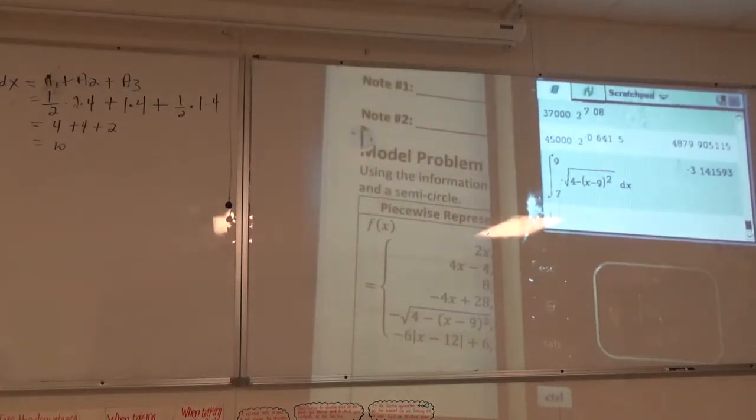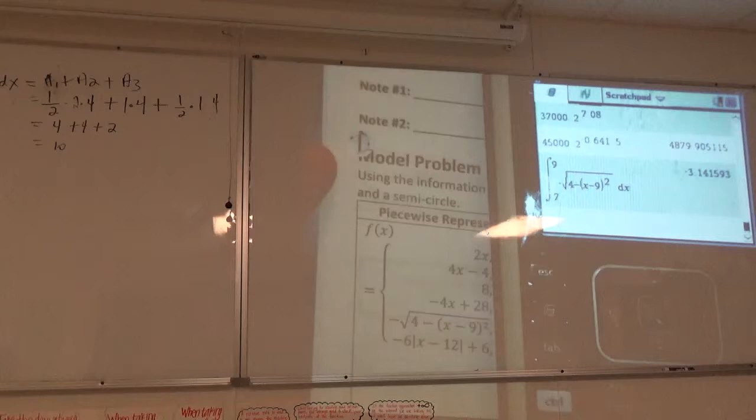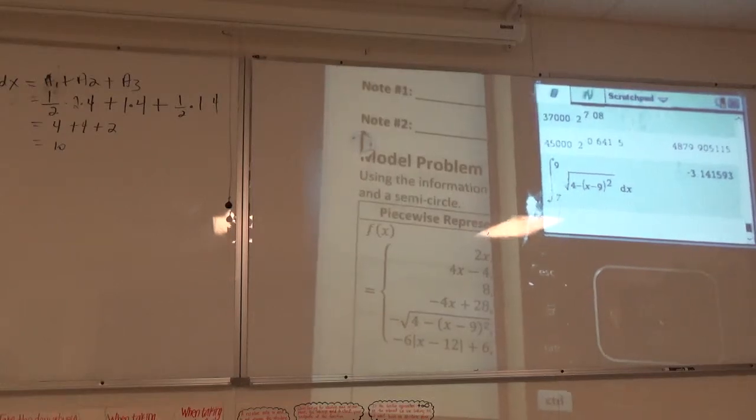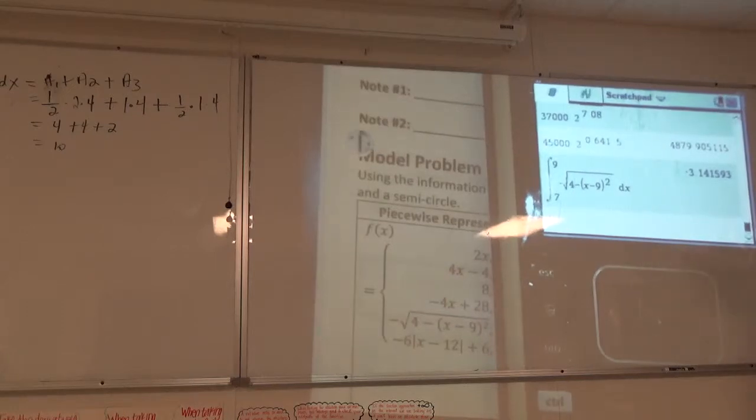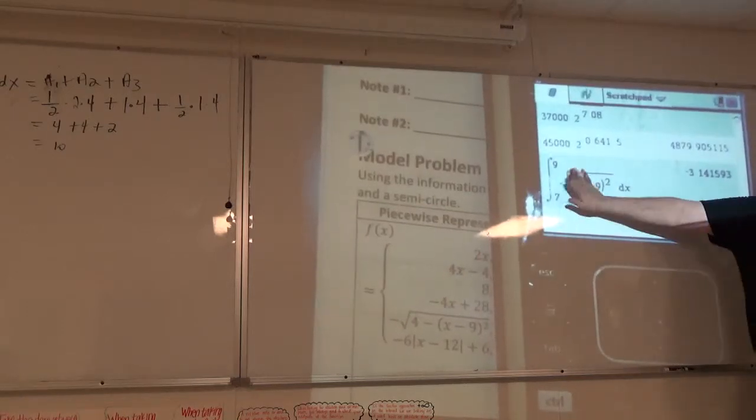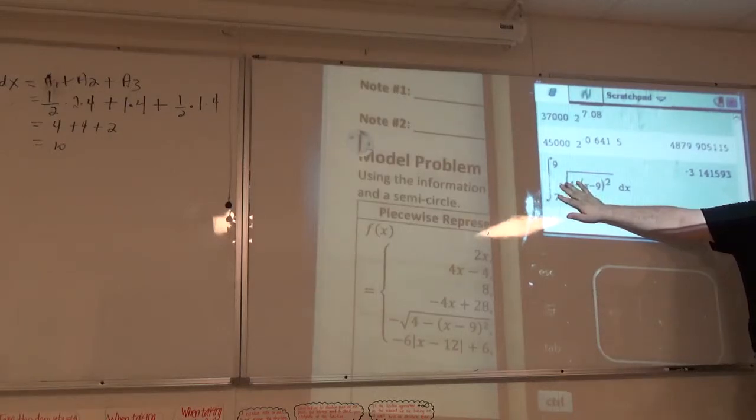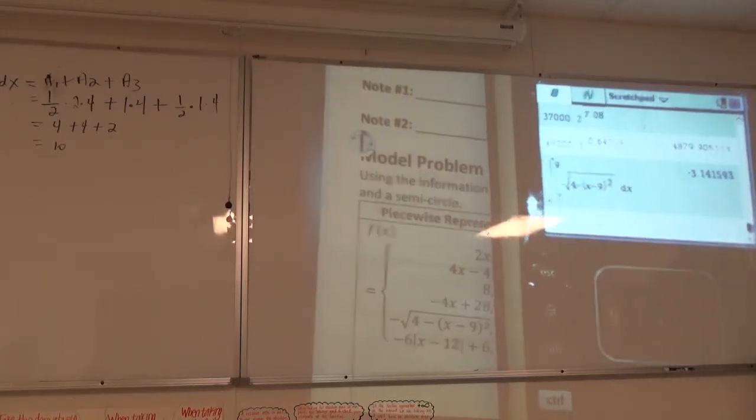No surprise, what is that really? Negative pi, which is exactly what you guys came up with doing it by hand. So how would we plug in one of these equations? You would have to break this up. Your definite integral is only going to be one function at a time. Okay? All right, one other place I want to show you how to do this.